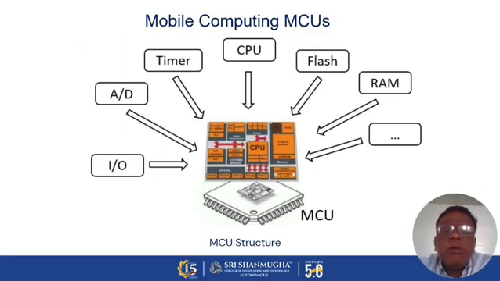So normally any type of mobile computing MCU includes different components like input output devices, analog to digital converters, timer circuits, the central processing unit, flash memory, random access memory or read only memory, and so on. All this information and these components are put in the single common MCU structure, and then only they operate as the microprocessor controllers. That means the mobile computing MCU controllers.